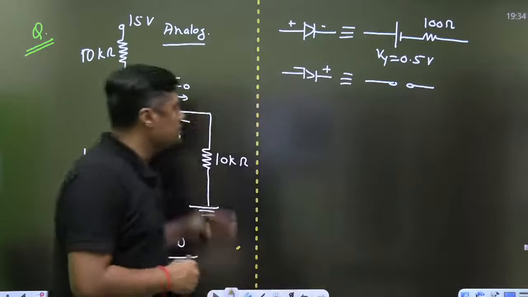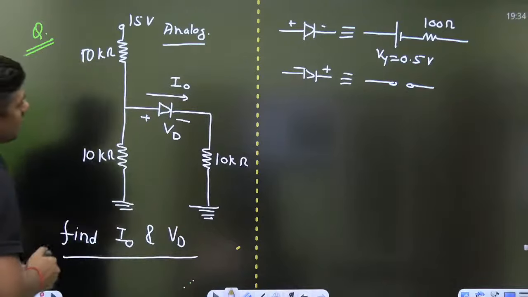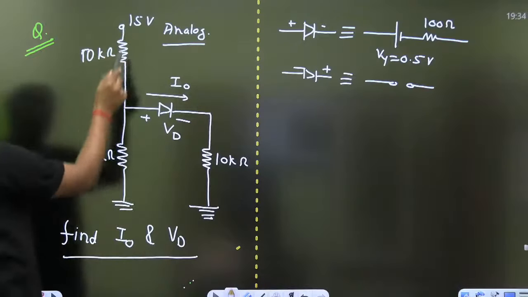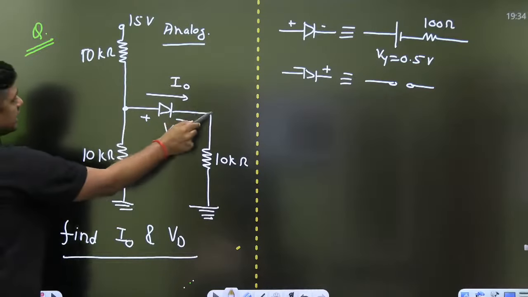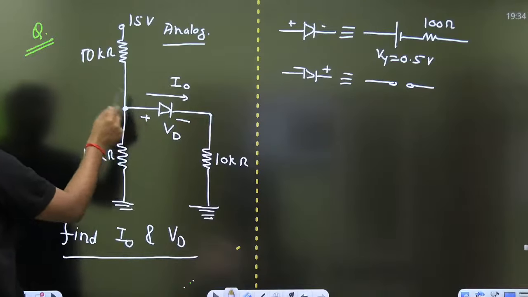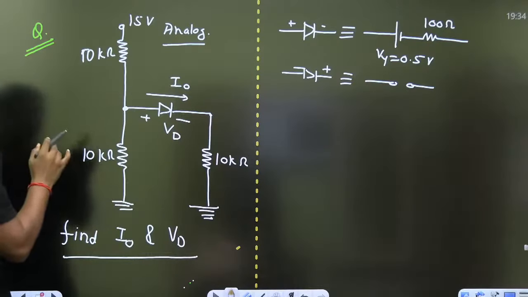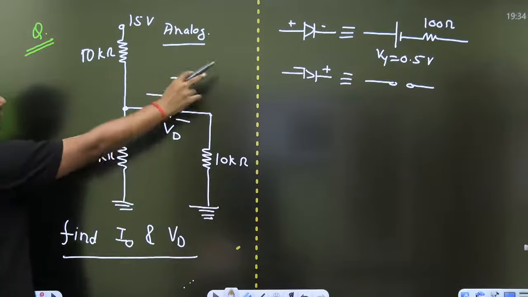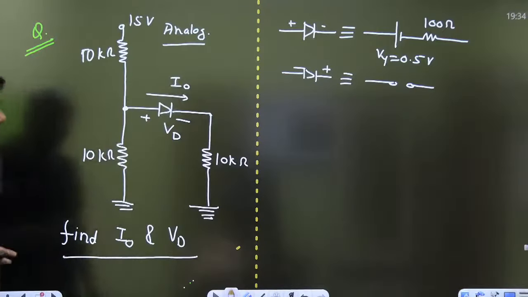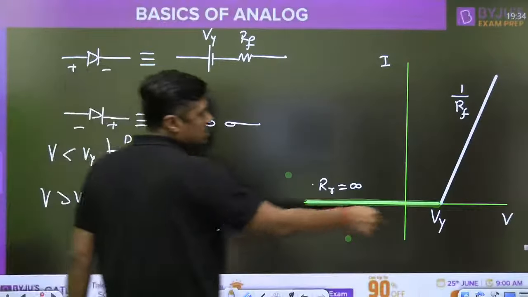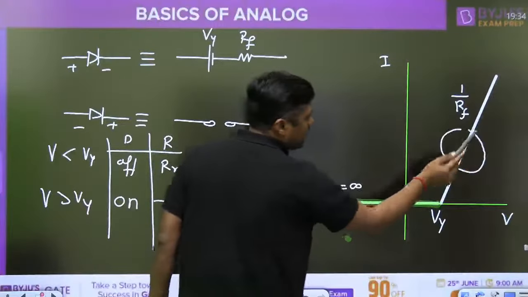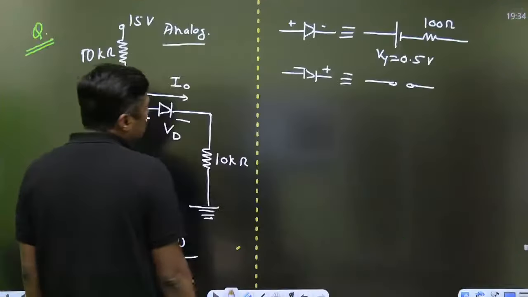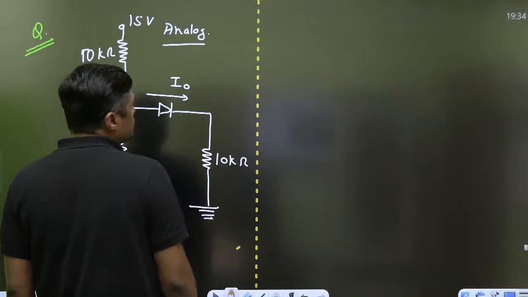So what is the meaning of this? This is a very, very important one. Now guys, watch this. It is 15 volt. Positive terminal voltage is greater than negative terminal voltage. That's why the diode is forward bias. Once the diode is forward bias, it should be replaced by the V gamma and 100 ohm. That is the piecewise linear model. That is this portion. We are in this portion because the diode is forward bias. And then how can we solve this question?